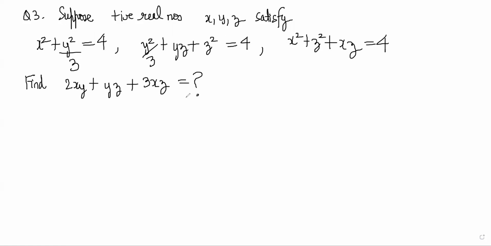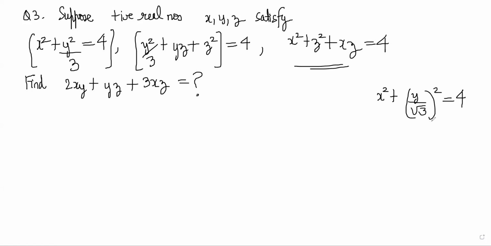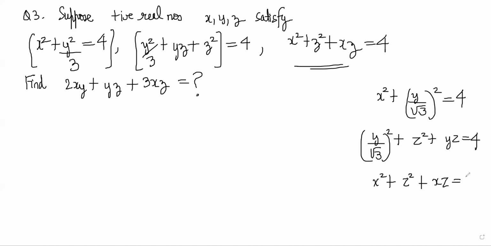Okay. So in this question, we look at these three equations, right? These are positive real numbers that are satisfying this. So think of these equations. You should see a pattern here. x square plus y by root 3 whole square is 4. And then we have y by root 3 whole square plus z square plus yz equal to 4. And x square plus z square plus xz equal to 4.